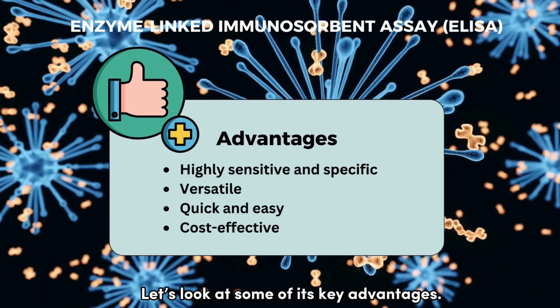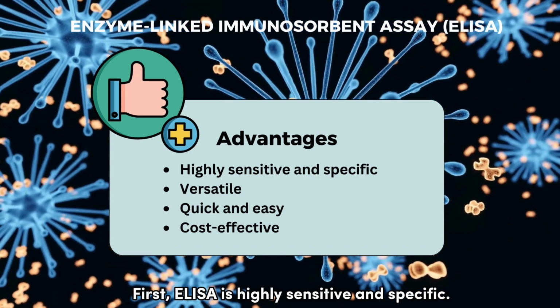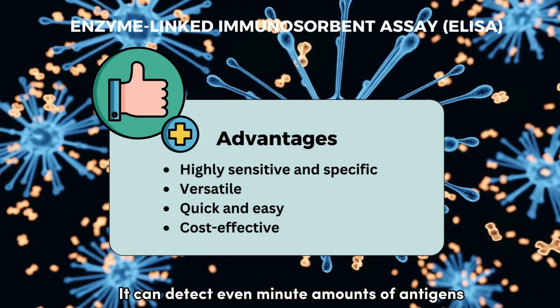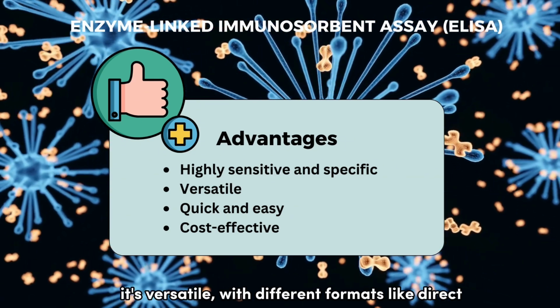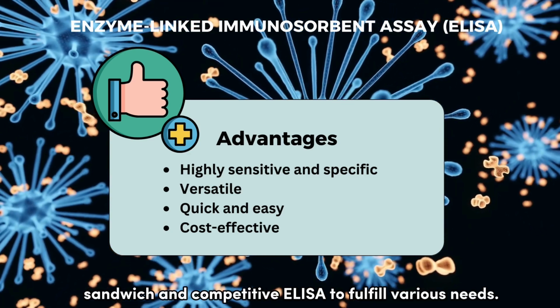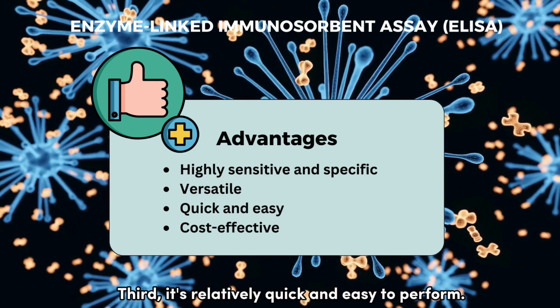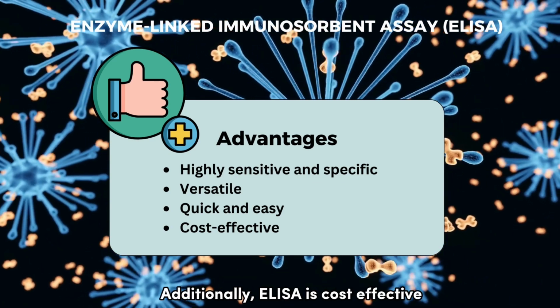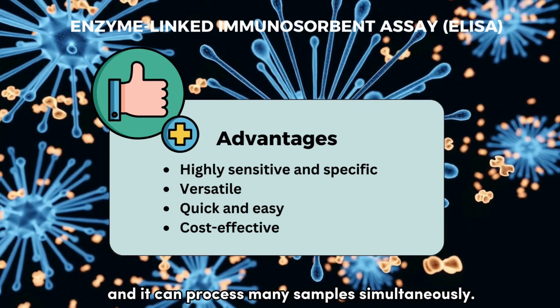Let's look at some of its key advantages. First, ELISA is highly sensitive and specific. It can detect even minute amounts of antigens or antibodies in a sample. Second, it's versatile with different formats like direct, indirect, sandwich, and competitive ELISA to fulfill various needs. Third, it's relatively quick and easy to perform. Additionally, ELISA is cost-effective and it can process many samples simultaneously.